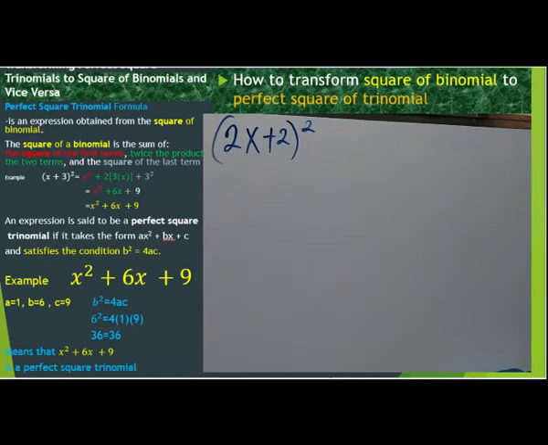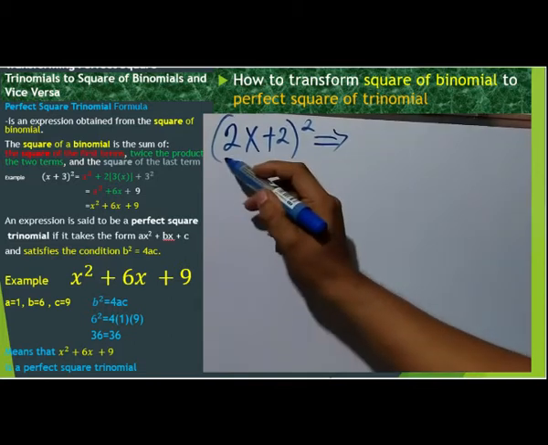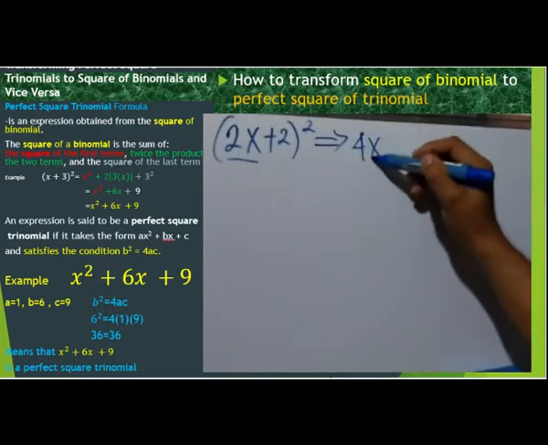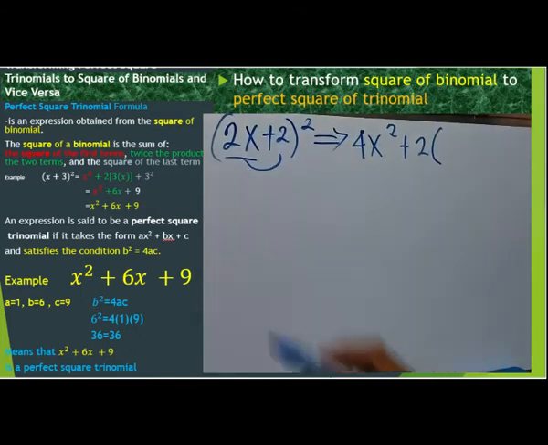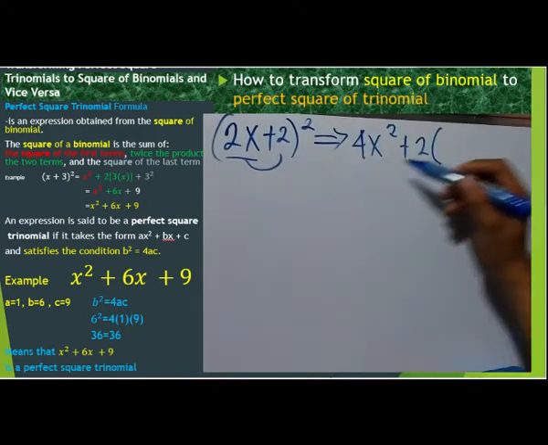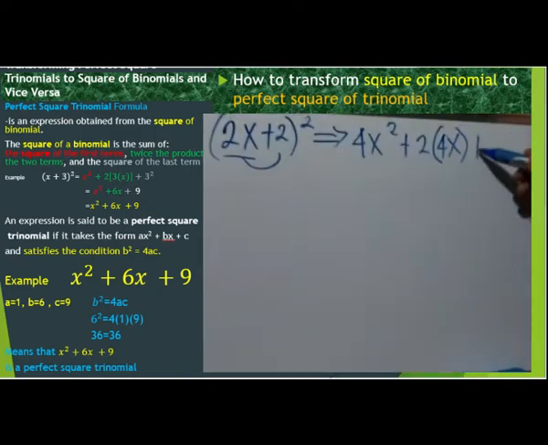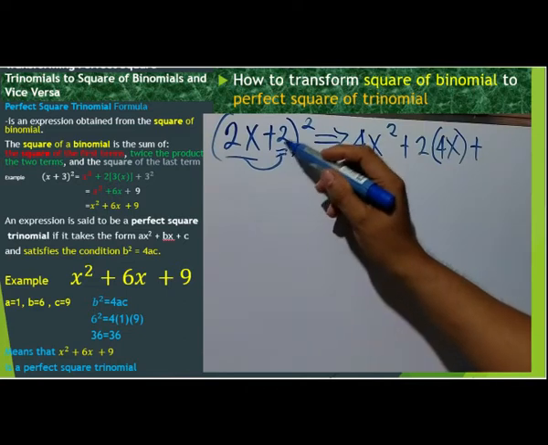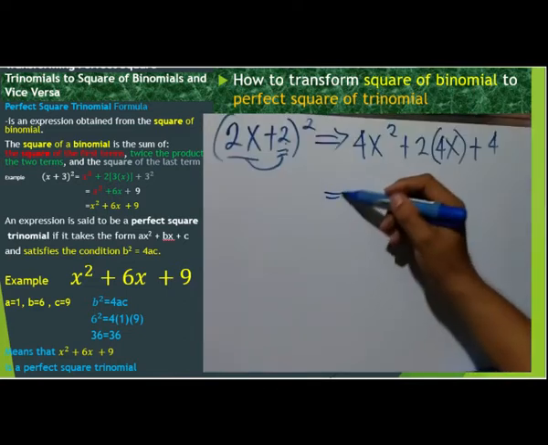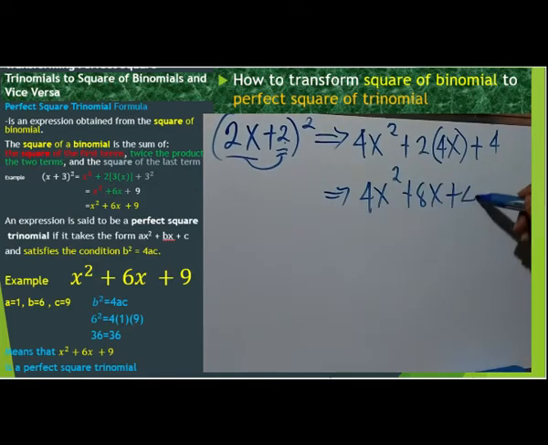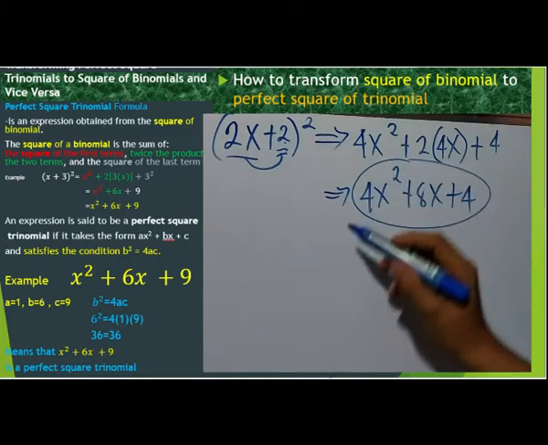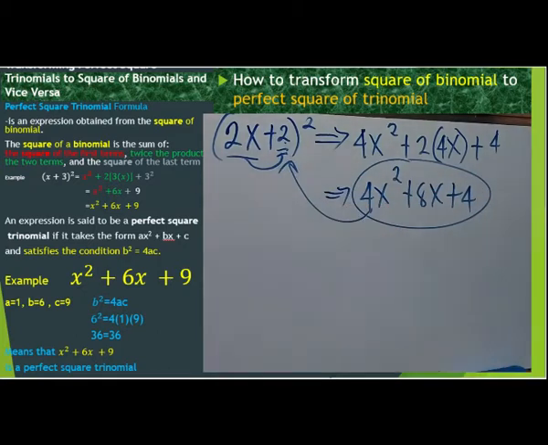So let's say, for example, the square of the quantity 2x plus 2. So we have the square of the first term, 4x squared, plus 2 times the product of the first and the second term. So 2x times 2 is 4x, and then plus the square of the second term. 2 squared is 4. So therefore, we have 4x squared plus 8x plus 4. This is now a perfect square trinomial equivalent to the square of binomial 2x plus 2.